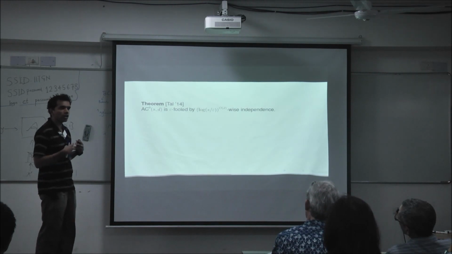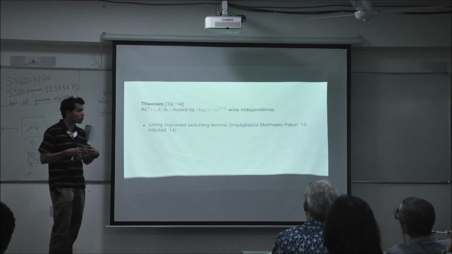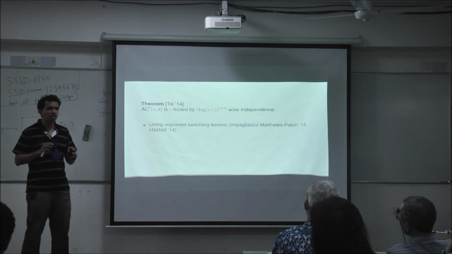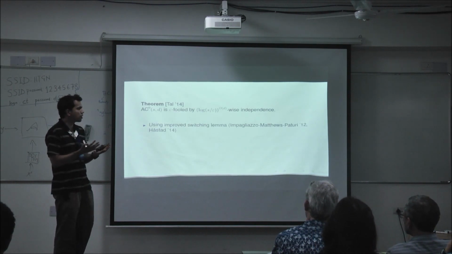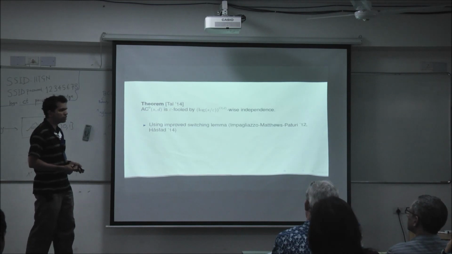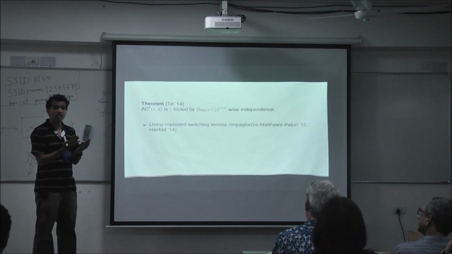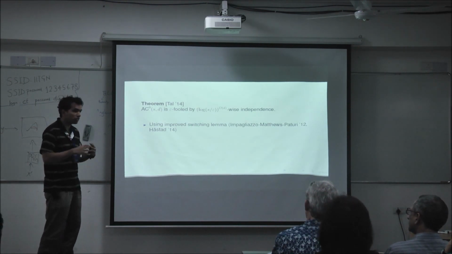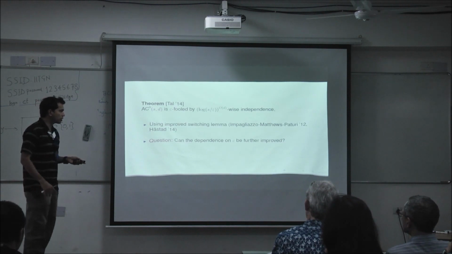What was the main technical part of this improvement? He used an improved switching lemma, again to do with random restrictions. He used an improved analysis of AC0 circuits using random restrictions that was recently proved by Impagliazzo, Matthews, Paturi, and Håstad. He plugged this into the proof of Braverman's theorem. Part of the insight is to understand that this improvement actually yields improvements in Braverman's theorem. So he plugged it in and did some additional work, and that was the result.